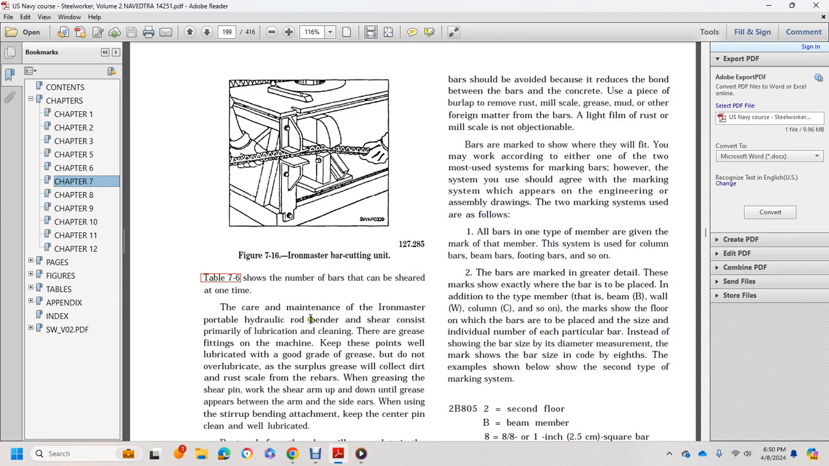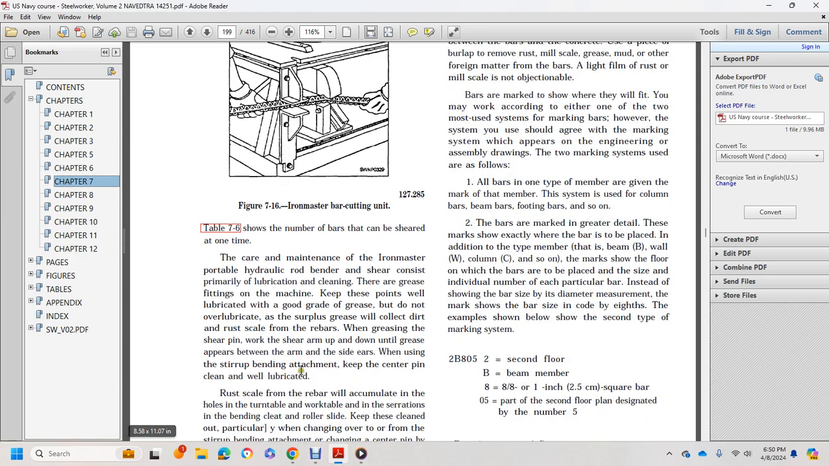The care and maintenance of the Iron Master portable hydraulic rod bending shear consists primarily of lubrication and cleaning. Grease the fittings of the machine. Keep the points well lubricated with a good grade of grease. Do not over lubricate. Surplus grease will collect dirt and rust scale from the rebar. Work the shear arm up and down until the grease appears between the arm and side ears.